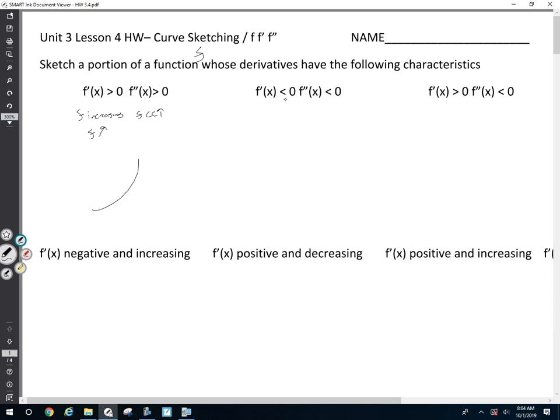If f prime is less than 0, that's f prime is negative, and f double prime is negative. So that's f decreasing in its values. So f is going down, while it is also concave down. Going down, concave down.